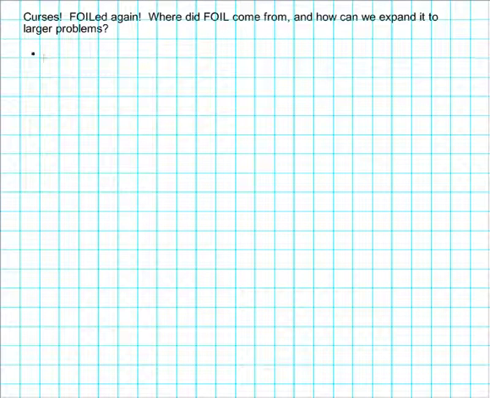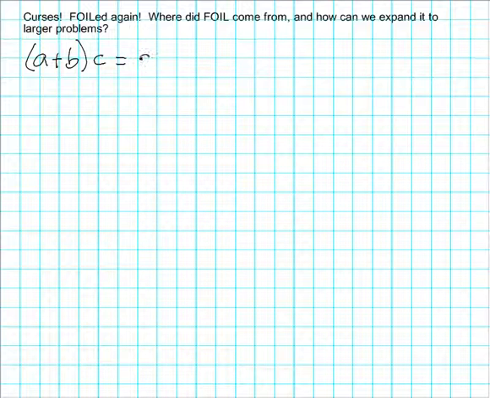To understand where the term FOIL came from, we simply need to understand the distributive property of multiplication over addition. This just means that if I have the quantity A plus B all times C, I have to distribute this multiply by C into both terms of the quantity, like this: AC plus BC.